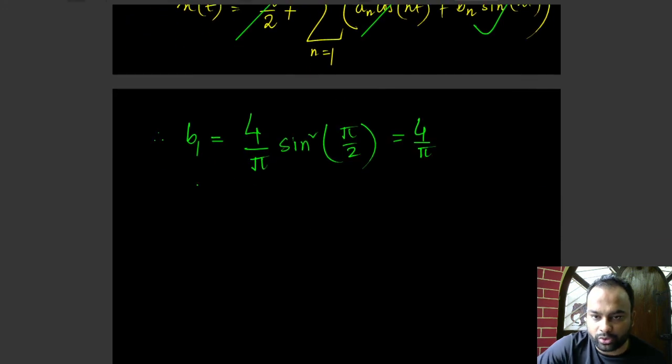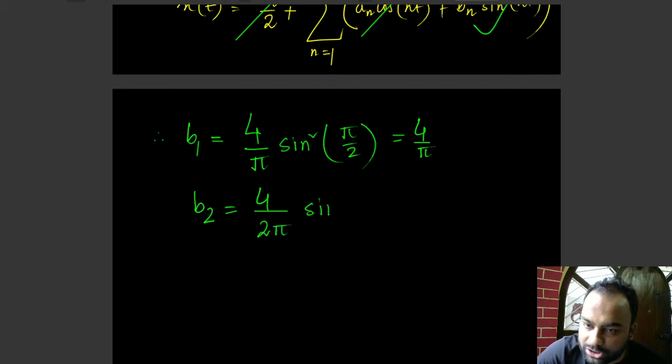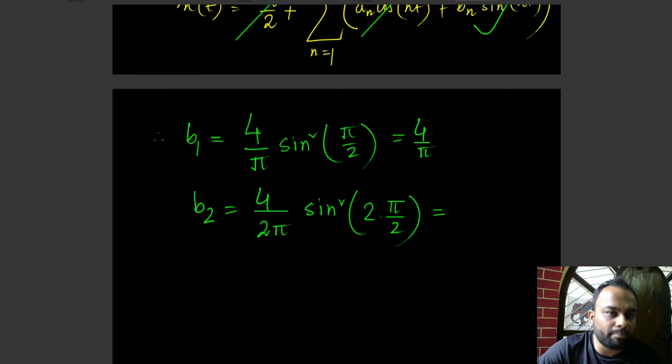I think that's understood, right? Similarly, what is B2? B2 is 4 by 2 pi. Now I have sine square 2 into pi by 2. What is that? That's sine square pi. What is sine square pi? 0, because sine pi is 0. So this is 0, right?